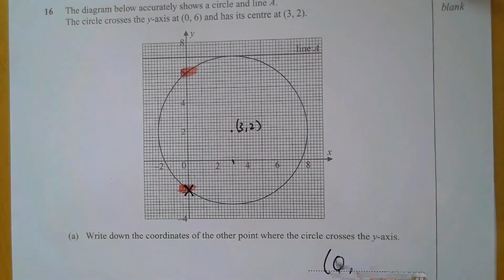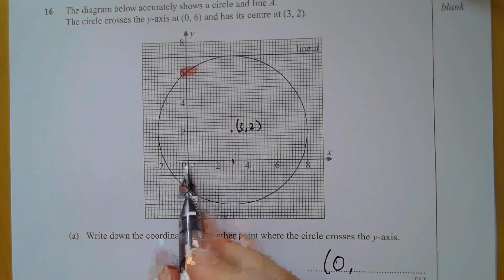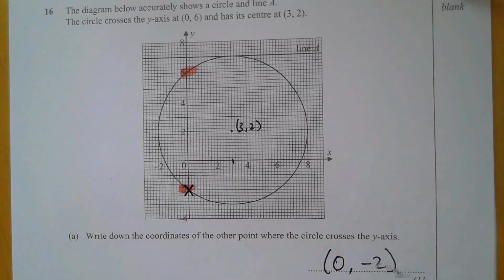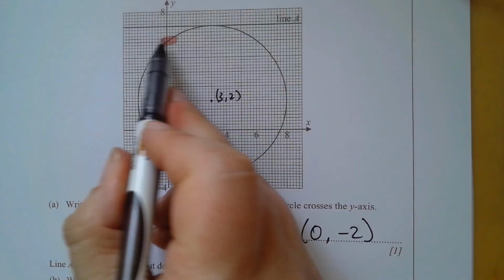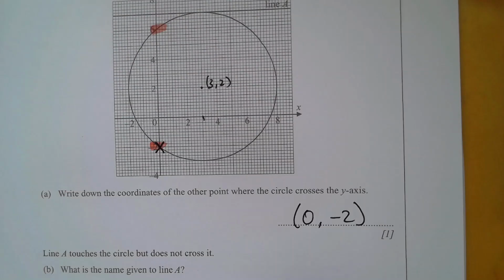Well, x equals 0, just like it does up here. Remember, you need the brackets for coordinates. 0, and this is crossing at -2. This line here crosses the circle at a tangent. Well, it touches the circle at a tangent.